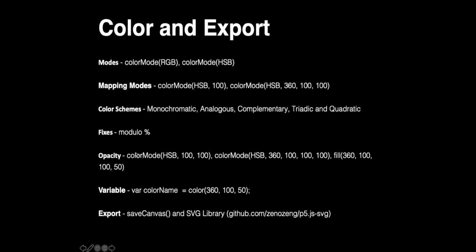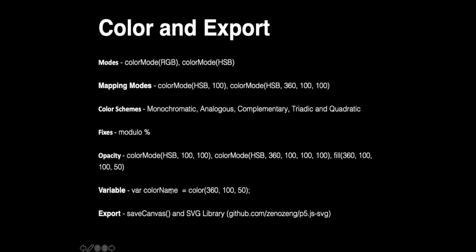When it comes to opacity, we can play around with that range for opacity as well in colorMode. So we have hue, saturation, brightness, and then the last value is going to be the opacity or alpha channel. We're going to talk about using the fill function to pass colors as well as opacity. In this case, if we're doing HSB, fill allows for hue, saturation, brightness, and then the fourth value is going to be the alpha channel for opacity.